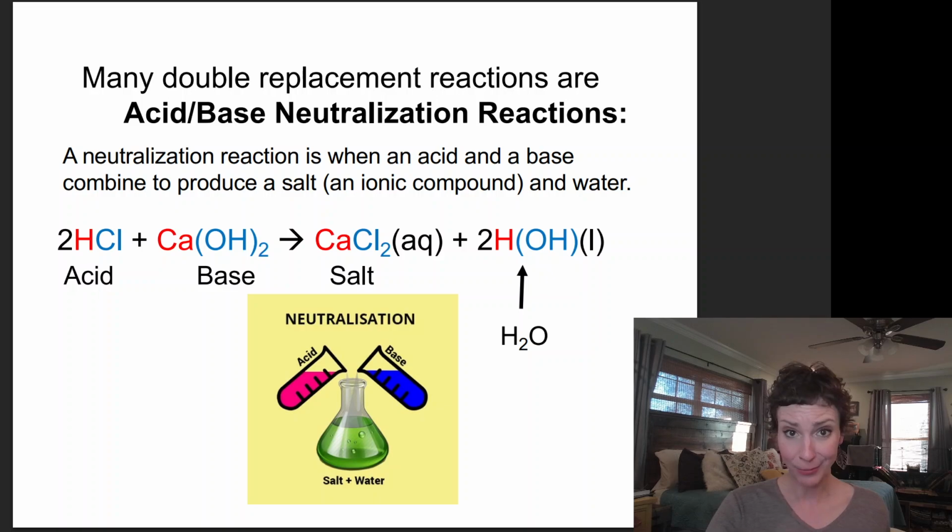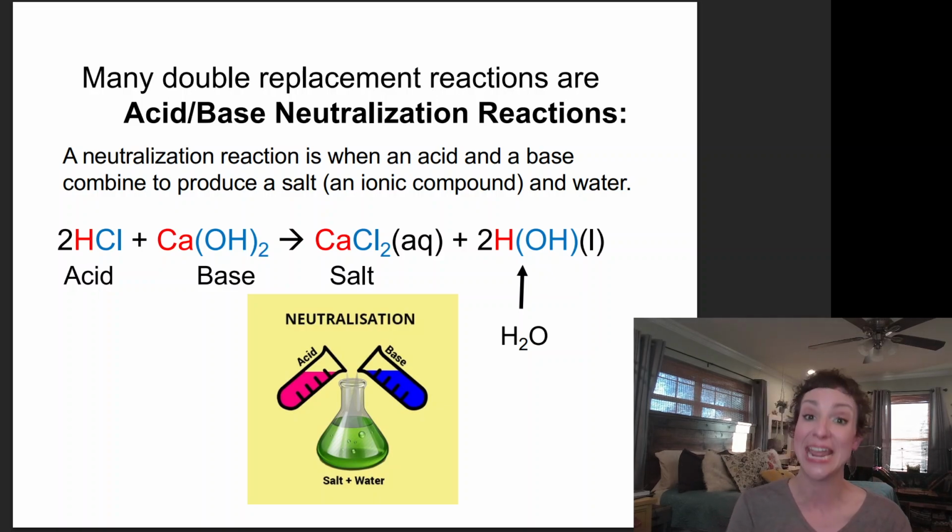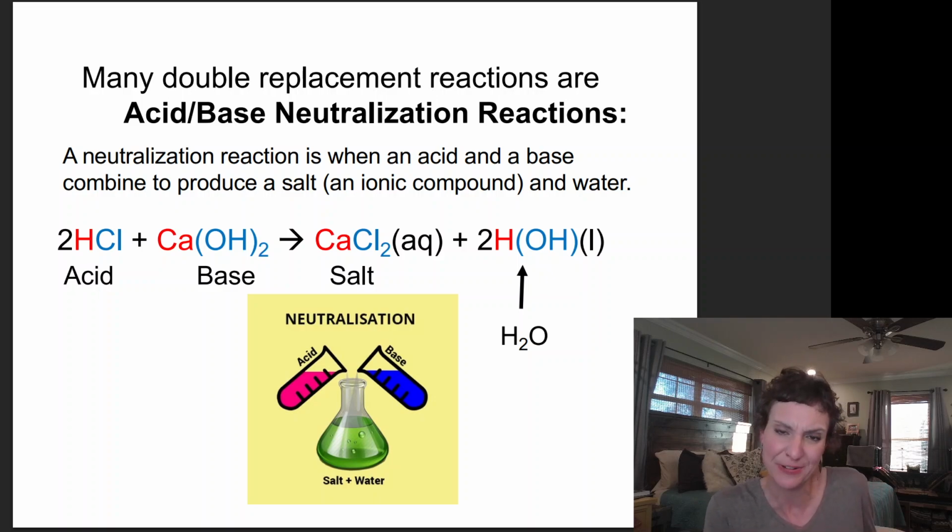Also, a lot of double replacement reactions are acid-base neutralization reactions. Now, we will have an entire unit on acids and bases, but this is a great intro because it is a type of double replacement reaction, and we're learning about that now. So it says a neutralization reaction is when an acid and a base combine to produce a salt, which is any ionic compound. You're like, wait, I thought a salt was NaCl. Yeah. Table salt for sure, but any ionic compound is also called a salt.